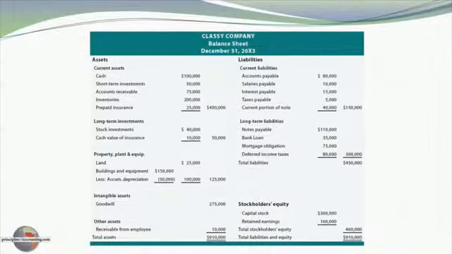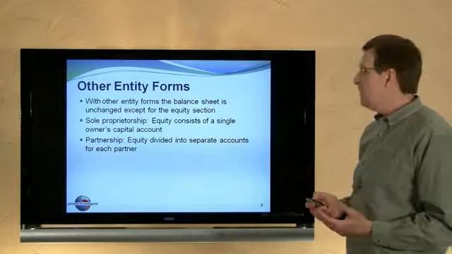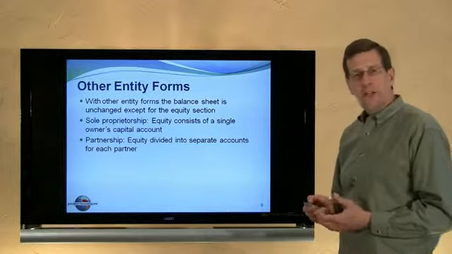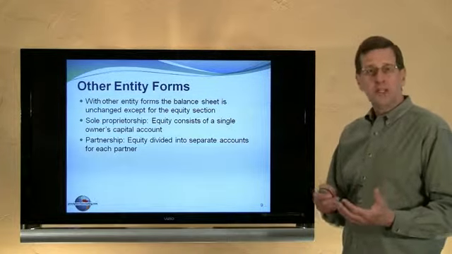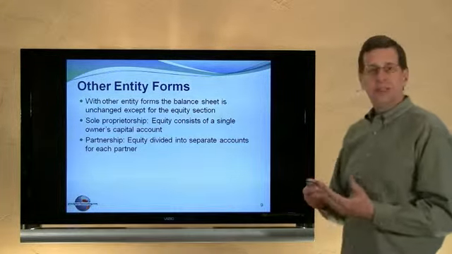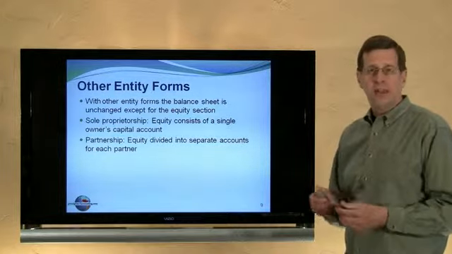Now here's an example of a classified balance sheet for a classy company. Here you see the current assets section, followed by long-term investments, followed by property, plant, and equipment, followed by the intangible assets, finally the other assets. Then the liability section, we have the current liabilities, we have the long-term liabilities, and finally the equity section for this particular entity. The equity section could look entirely different for a partnership or a sole proprietorship. A sole proprietorship might have a single capital account that reflects amounts invested as well as amounts earned that have not been distributed. A partnership would have a similar presentation, but likely a capital account for each particular partner.